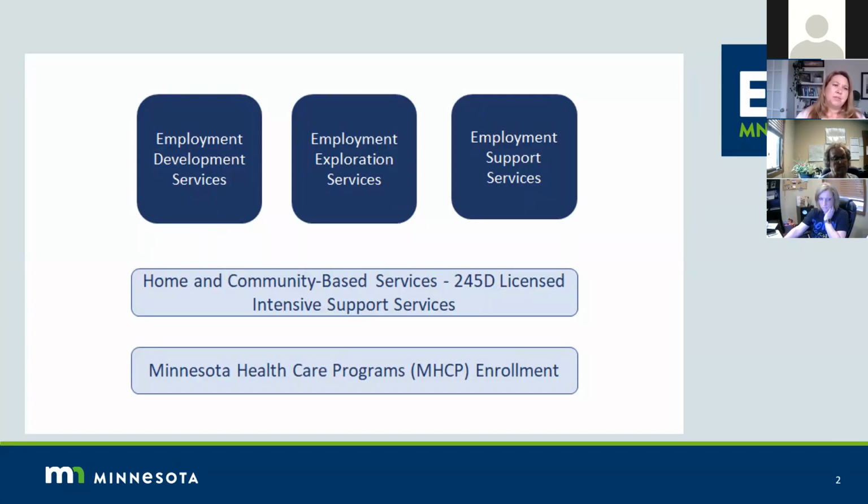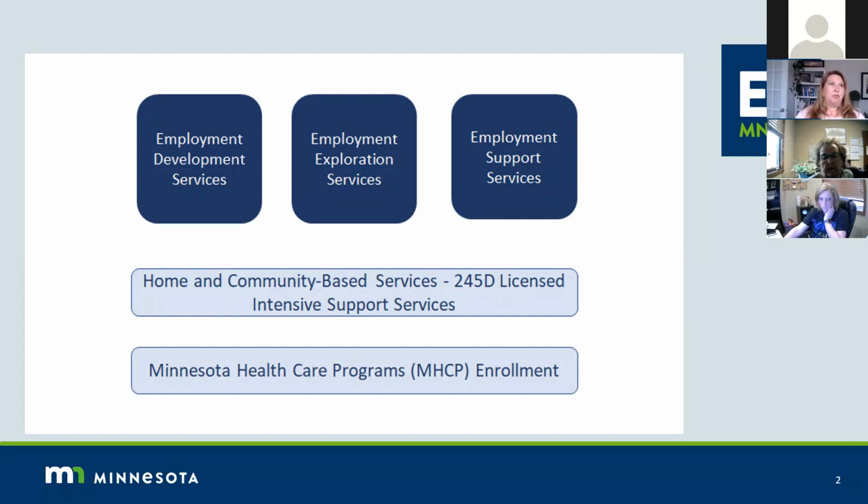All 3 of those services require that the provider holds a 245D license, and the license is for those employment services, and it falls under the category of intensive support services. And then you also need to enroll as a Minnesota Healthcare Program enrolled provider. So they're 2 separate processes. Obtaining the 245D license is one process and what you start with, and then going through the enrollment process.